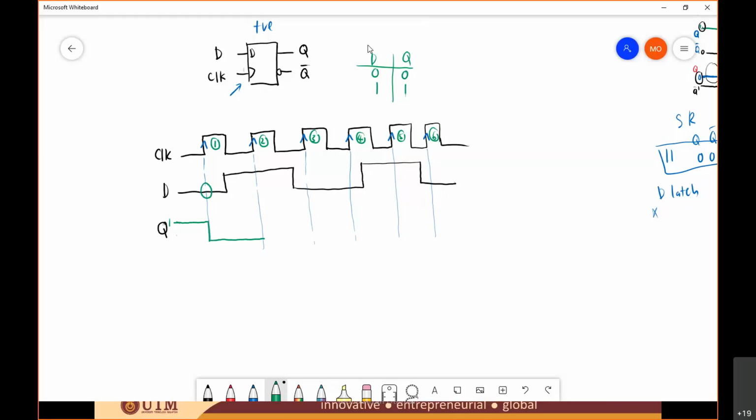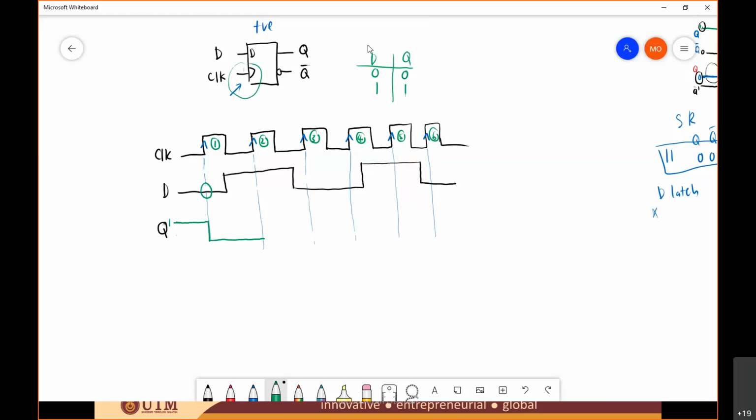So you just look from here until the next rising edge. Anything in between here tak tengok, sebabnya dia hanya berubah bila rising edge. Setiap kali rising edge baru dia berubah. The output of Q will change.